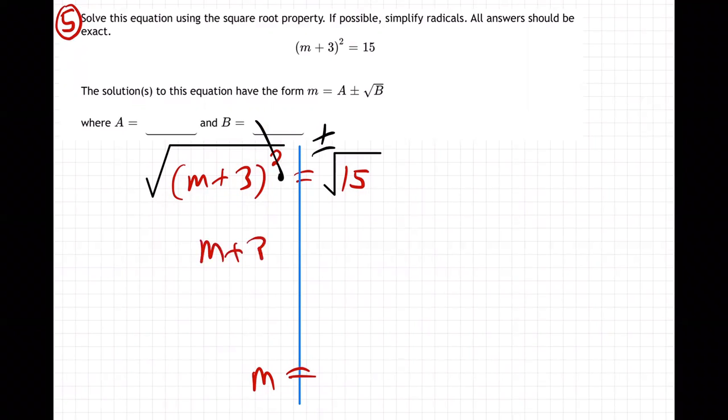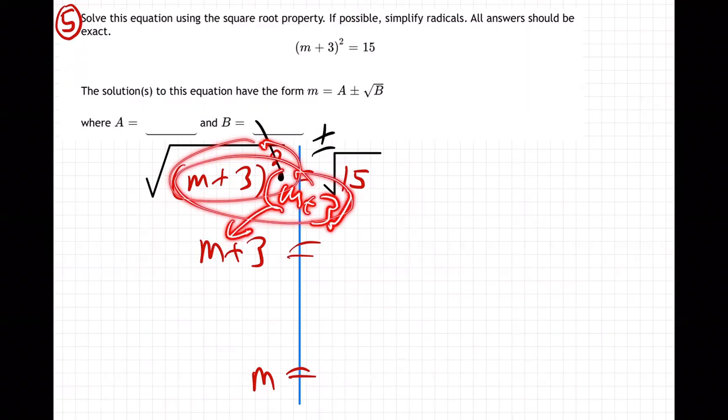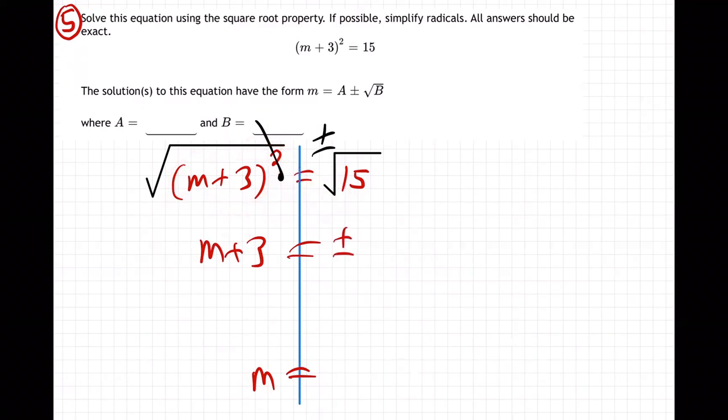And m + 3, why does it cancel out, by the way? Well, because there's 2 of them. (m + 3)² means 2 (m + 3)s. And you know what square roots are? 2 for 1 deal. 2 (m + 3)s in, 1 (m + 3) out. And the root is gone. Anyway, that's why that works. Plus or minus square root of 15. We good so far?